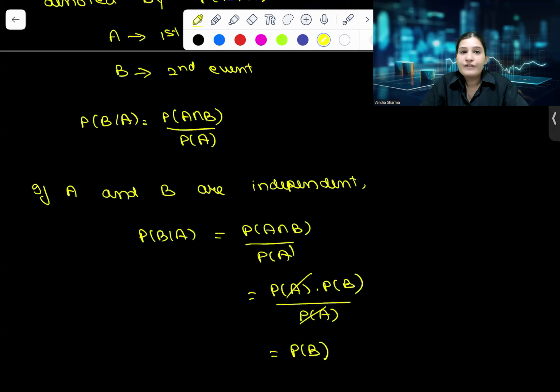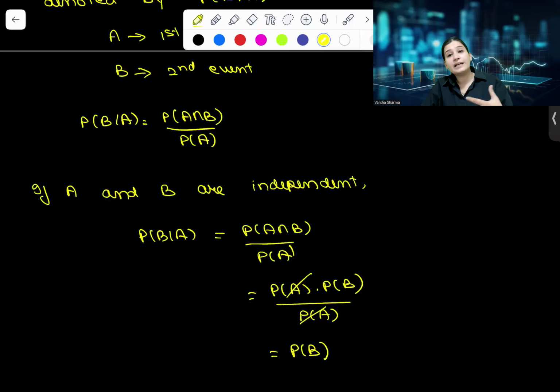Obviously, common sense. If B is not bothered by A, then why would it matter? For example, what is the probability that you will get head in a coin if 1 has appeared in the dice? Does it matter what we have got in the dice? No. It is the same as finding the probability of head, which is half. So even if you tell me a conditional probability, in this case it doesn't make sense because they are completely independent of each other. It is the same as normal probability.